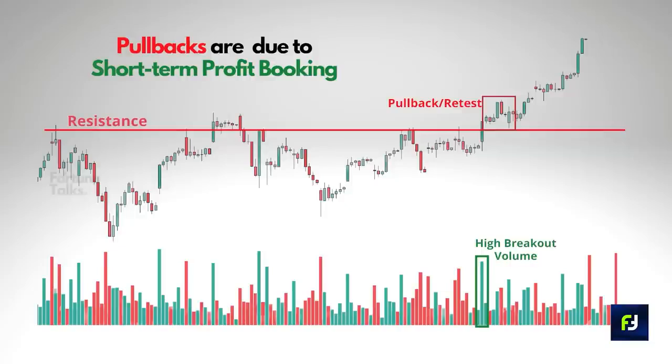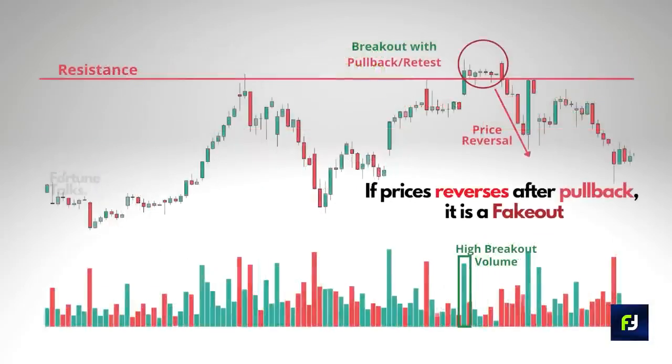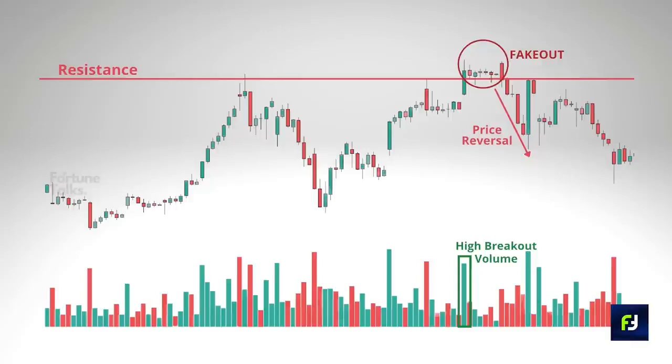This selling by the short-term traders will temporarily drive the prices back to the breakout point. Now, if the breakout is legitimate, then the price should move back in the breakout direction after the retest or pullback. And if it does not, it is a failed breakout and the prices would reverse. Analyzing volumes was one way of identifying if it is a breakout or a fake out.